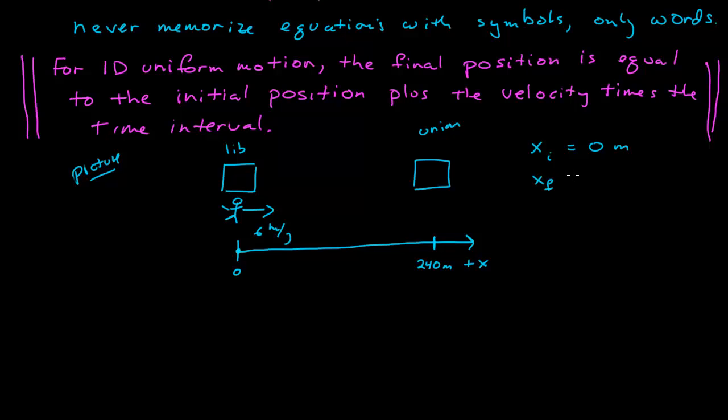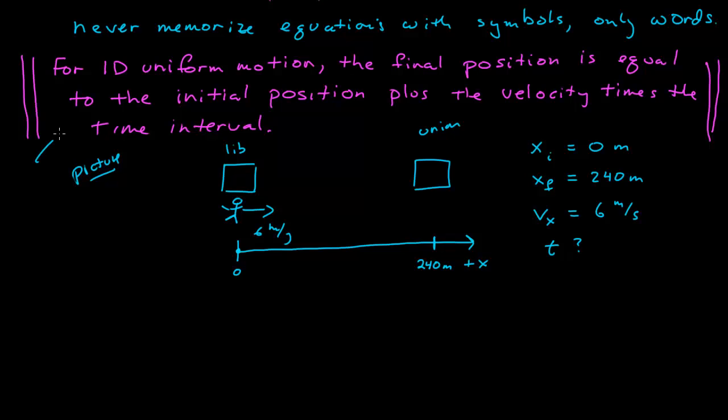My final position, well, what 2 points in time am I looking at? Clearly, the 2 points in time I want to identify are the point when the runner passes the library and the final position passes the union. So the final position will be 240 meters. I know the velocity that the person has in the x direction running along this line, and that's 6 meters per second. And so what I want to find is the time interval, and that I don't know.